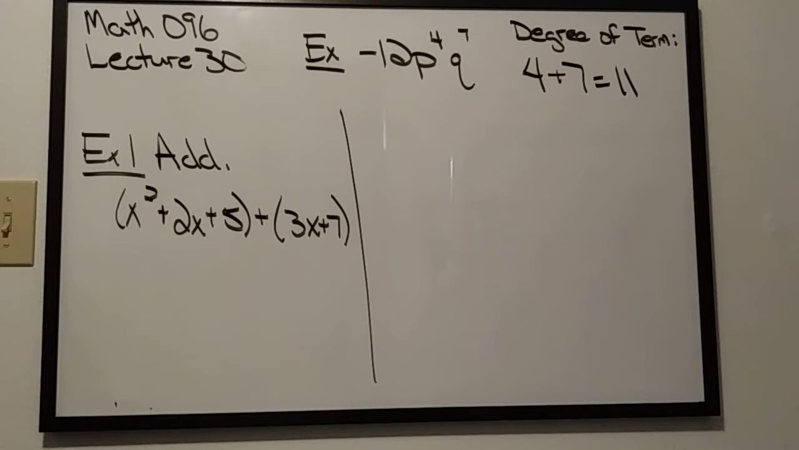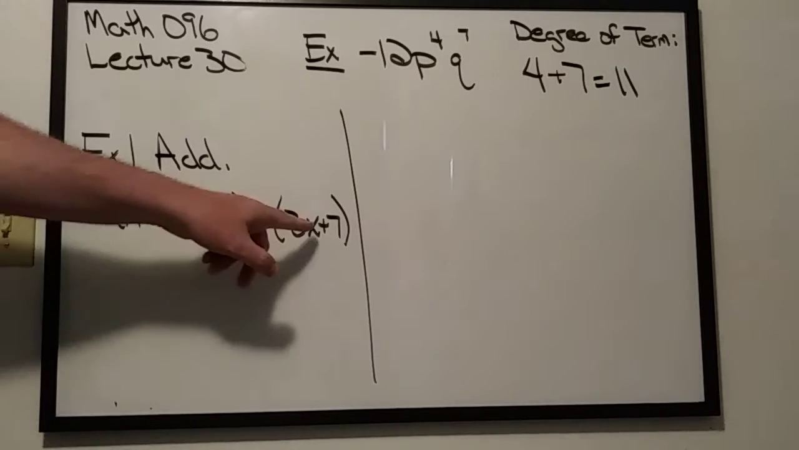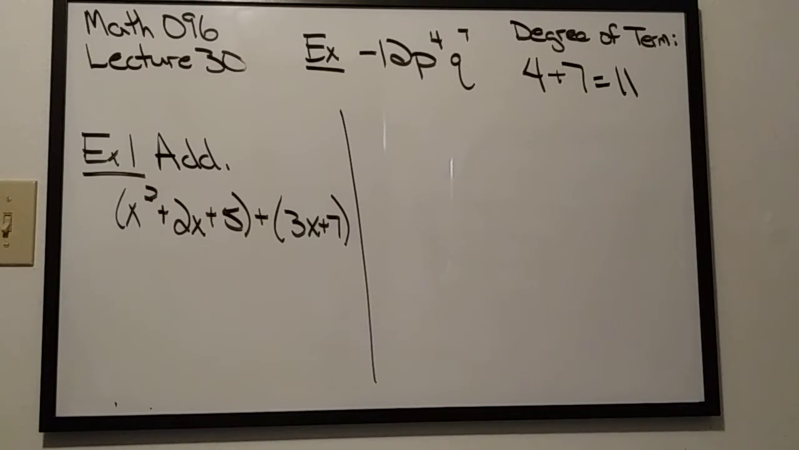So now that we have that idea, the last idea that we're going to be talking about today from section 5.4 is the idea of adding polynomials. So in example 1, I've given you two polynomials, x squared plus 2x plus 5 and 3x plus 7. If you take a moment and double check all of the definitions, you're going to see that everything is fine in terms of polynomials. All of these exponents are whole numbers, and yes, these are both polynomials. So how do we add these two polynomials?